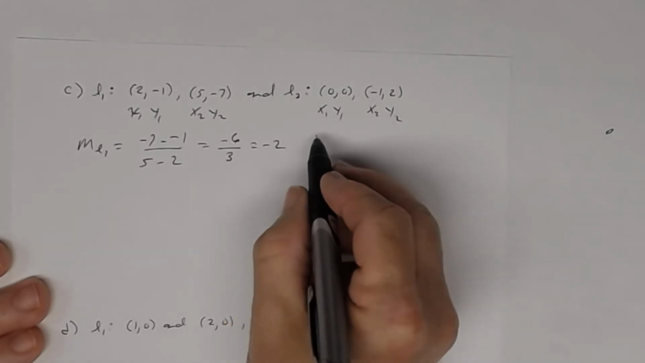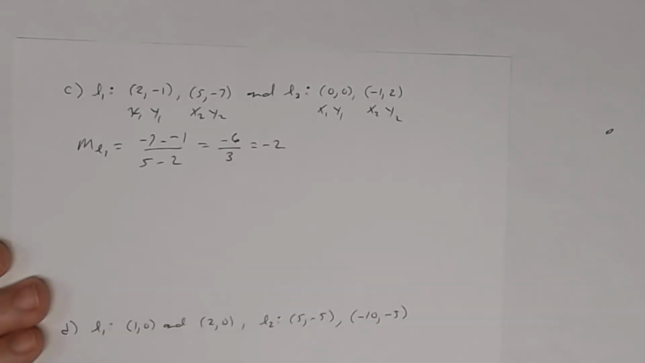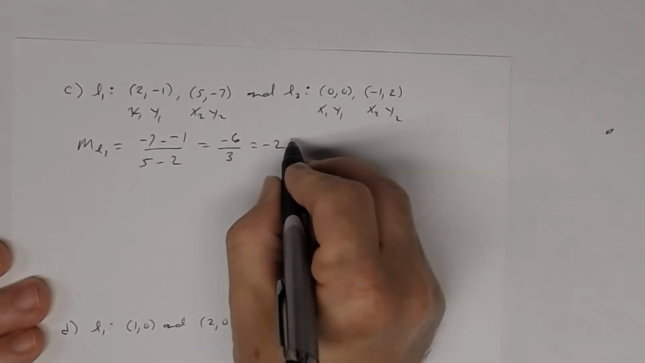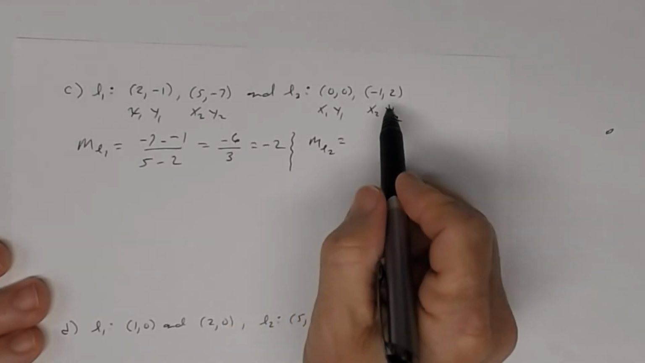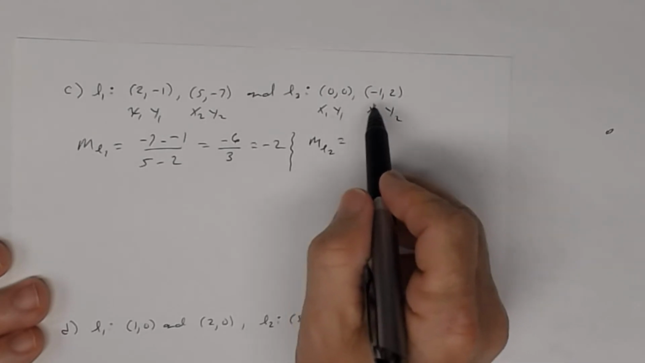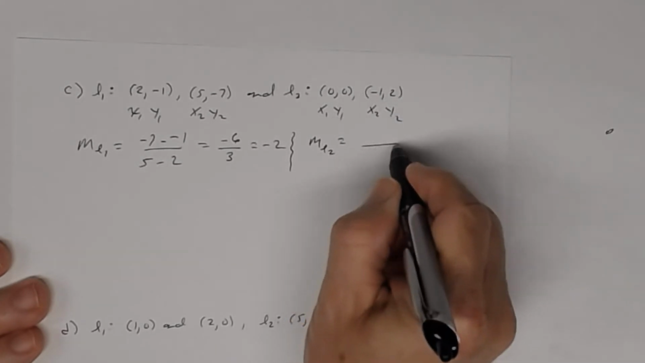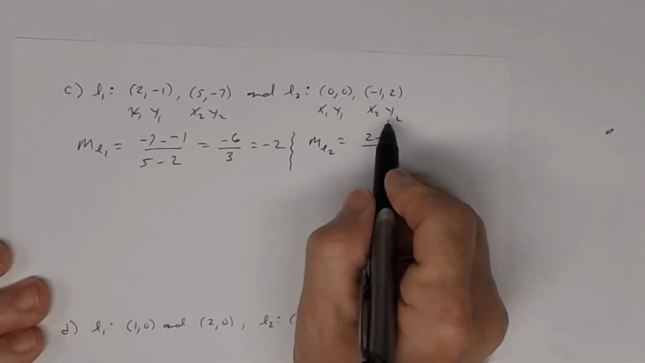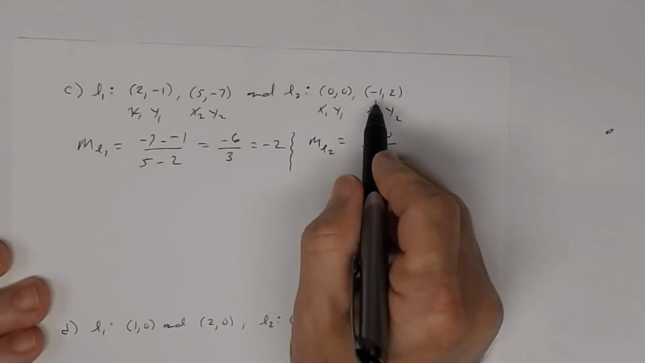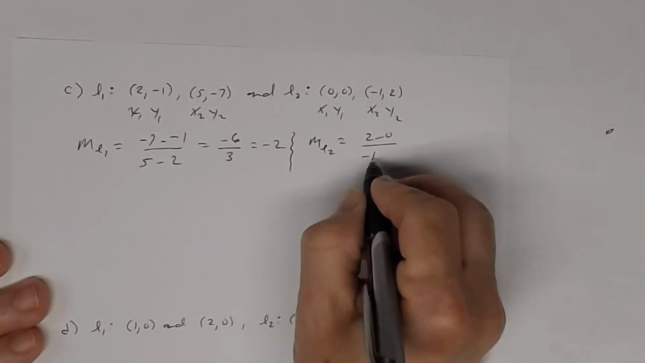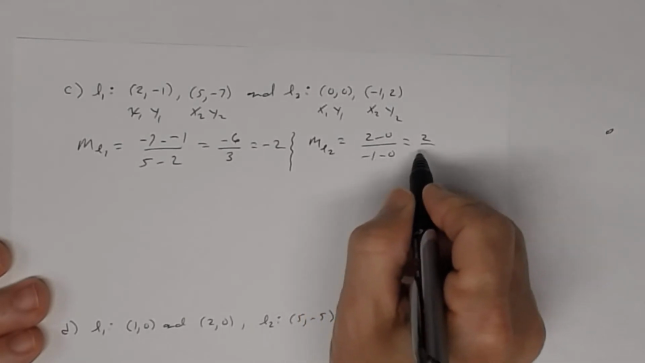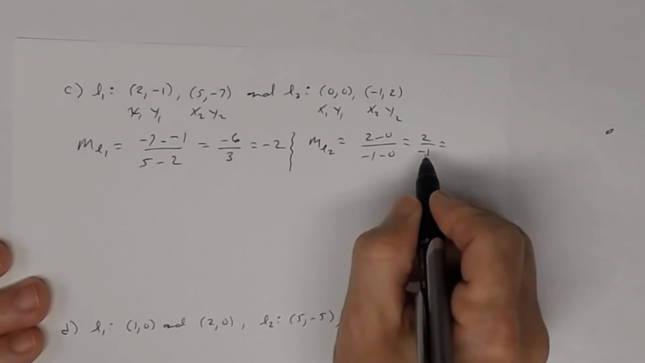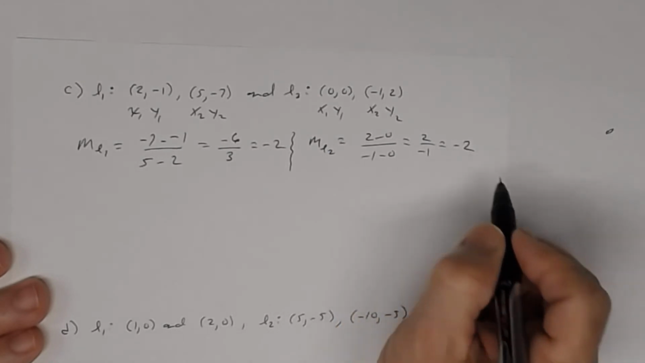Now we're going to find the slope of line 2. The slope of line 2 equals y2 subtract y1, so 2 subtract 0, divided by, since we started with y2, I'm going to start with x2, negative 1 subtract 0. Well, 2 subtract 0 is 2. Negative 1 subtract 0 is negative 1. 2 divided by negative 1 is a negative 2.